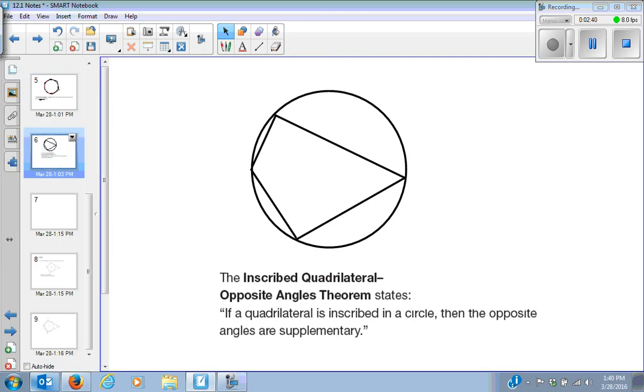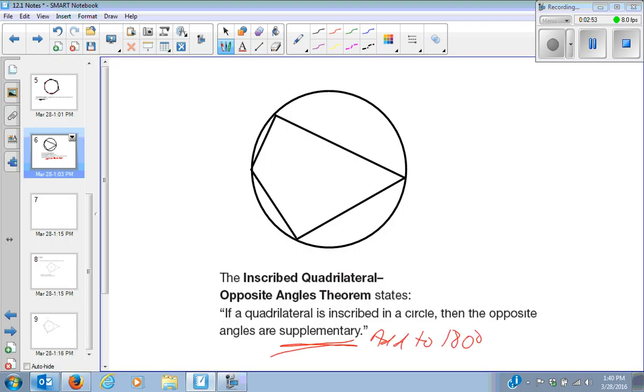So the inscribed quadrilateral opposite angle theorem states if a quadrilateral is inscribed in a circle, then opposite angles are supplementary. Supplementary means they add to 180 degrees. So this right here is opposite of this, and these guys together will add to be 180 degrees. These guys right here are opposite each other, and they will add to be 180 degrees. That's what this theorem is stating.